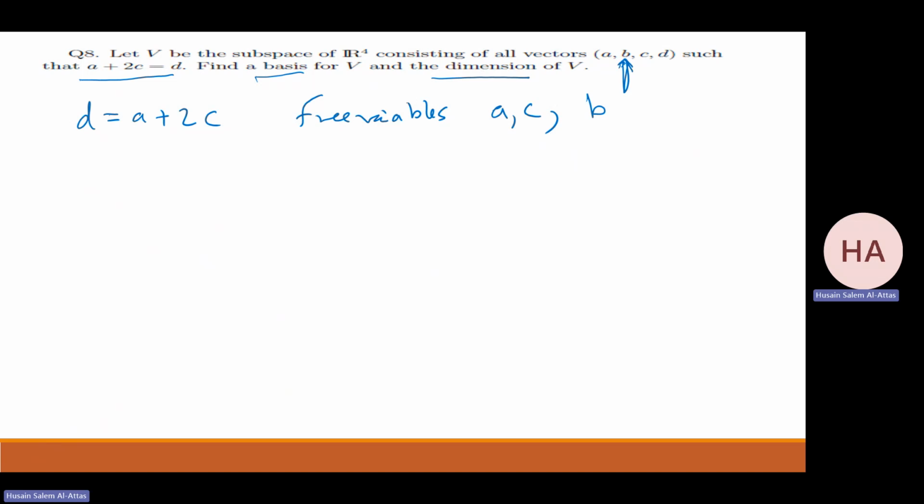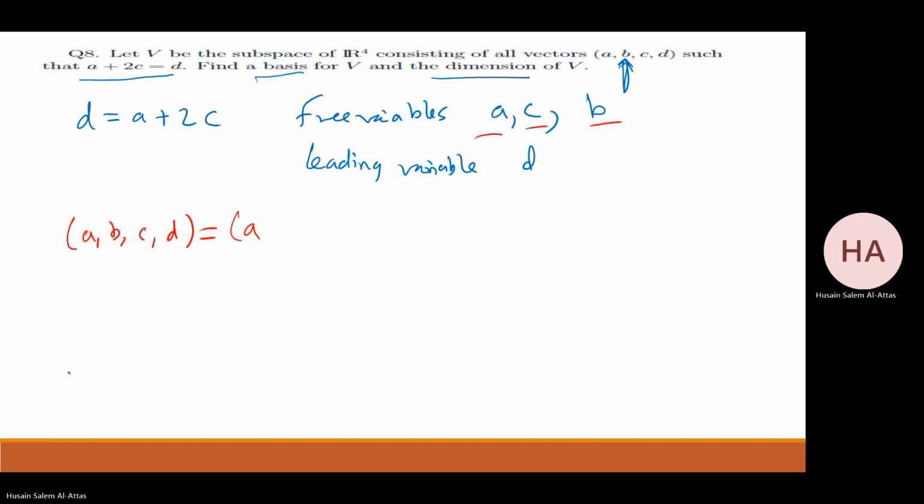B I can put as any value. And the leading variable is only D. You can write it in terms of A, or the way you like, but for now let me do it in terms of D. So what will be the vector? The A, B, C, D components of this element. You can make A the leading variable, but since it's ready in terms of D, I make it like this.